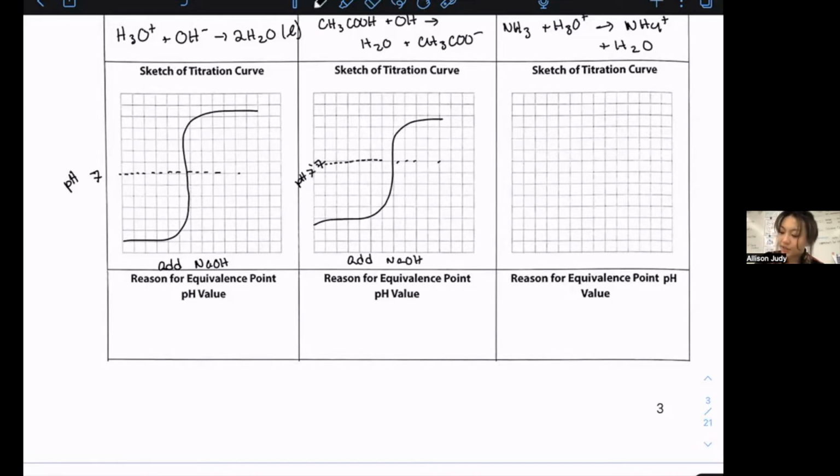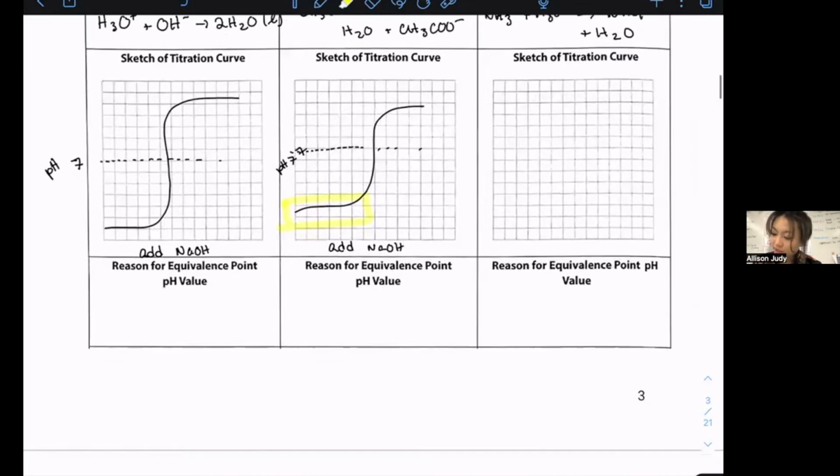All right, and we have this interesting buffer region that for a weak acid, strong base is a little bit more convex, kind of curved up. And of course, we shifted it up a little bit.